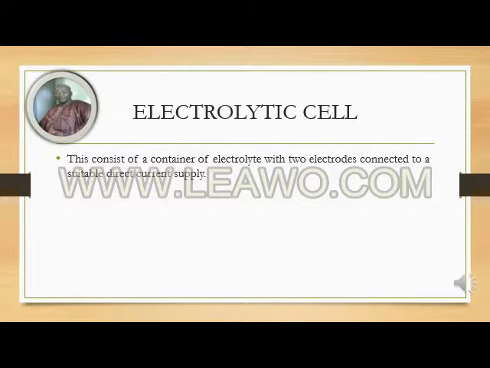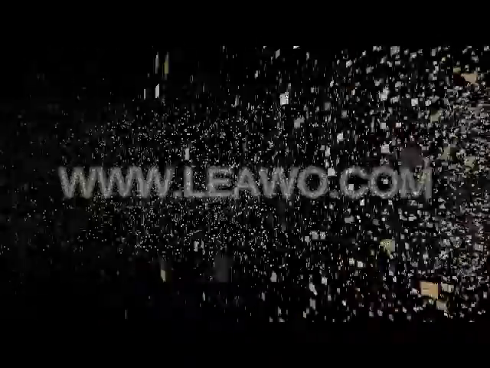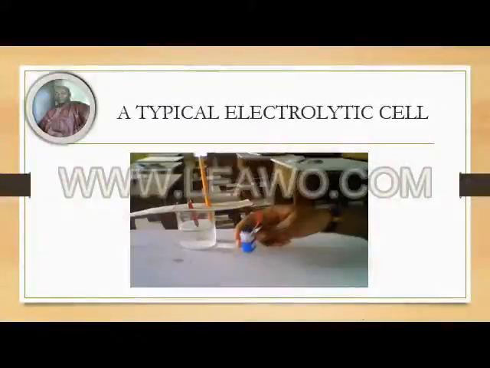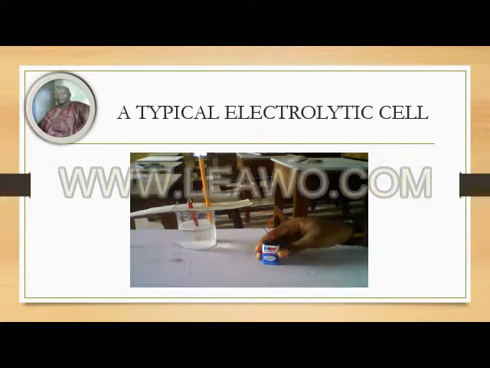Five, electrolytic cell. This consists of a container of electrolytes with two electrodes connected to a suitable direct current supply used in electrolysis.